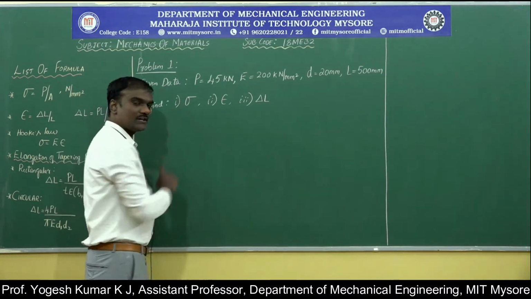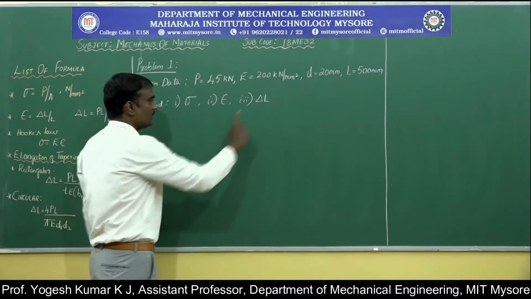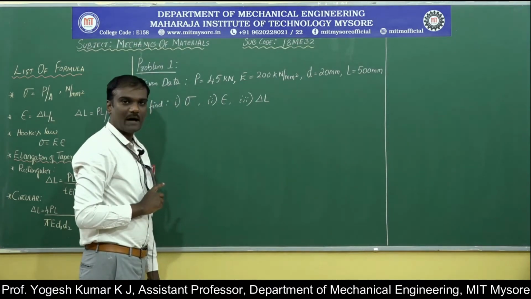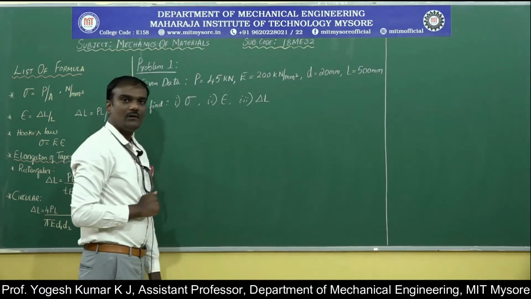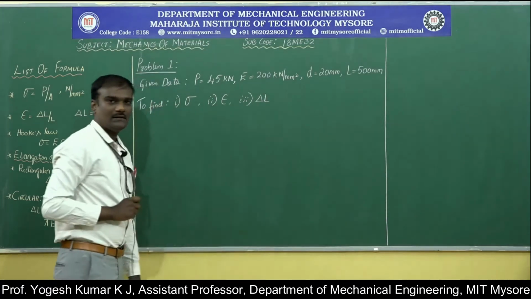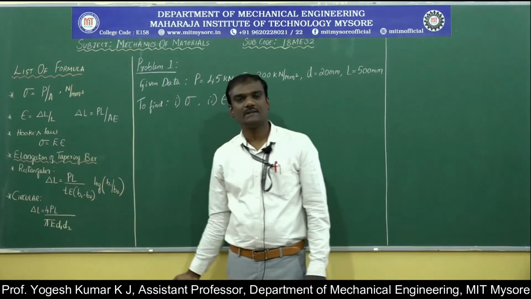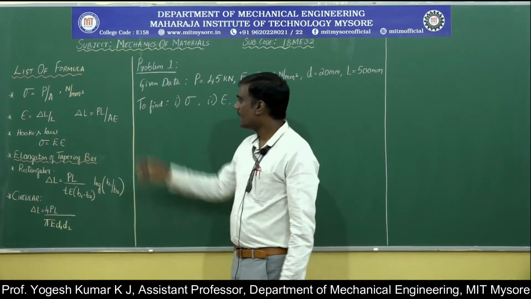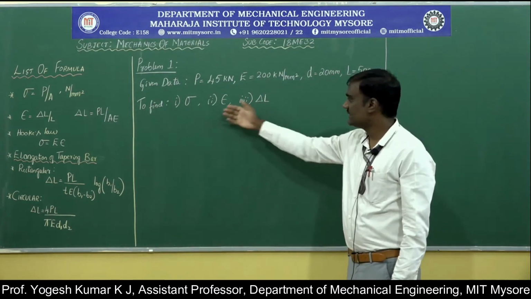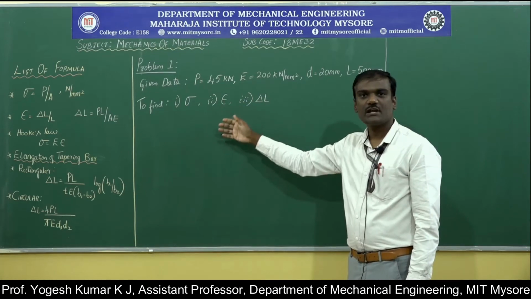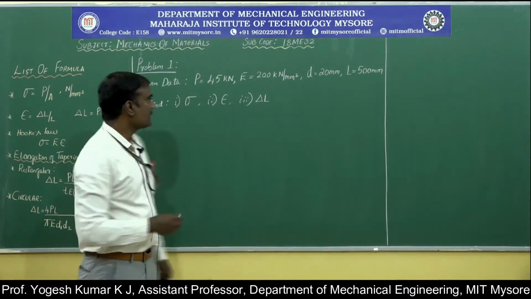We know the notation used for stress is sigma. They have asked to determine the strain, and the elongation of the bar. So stress is sigma, strain is epsilon, and elongation is denoted by delta L. We have listed many formulas in this module, and based on those formulas our duty is to determine these three unknowns: stress, strain and elongation of the bar. So let us start determining the stress.